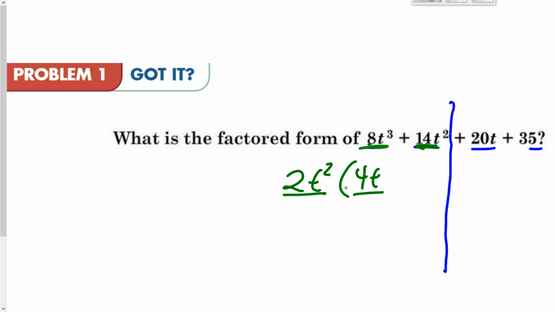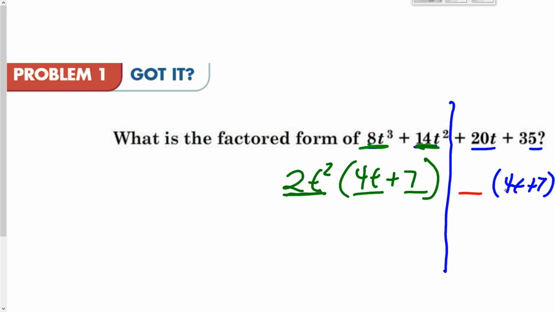Now I can look at 14. 2t squared times what is positive 14? Well, that's positive 7, and it's a t squared and a t squared, so I don't need any more t's, right? So that means that this right side parenthesis should be 4t plus 7. If not, I might have to rearrange those four in a different way so that when I factor out, it should be the same.